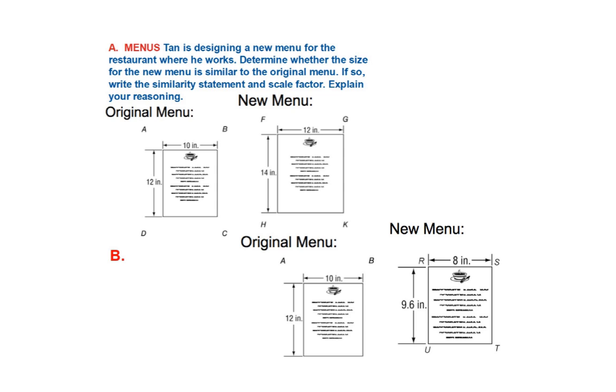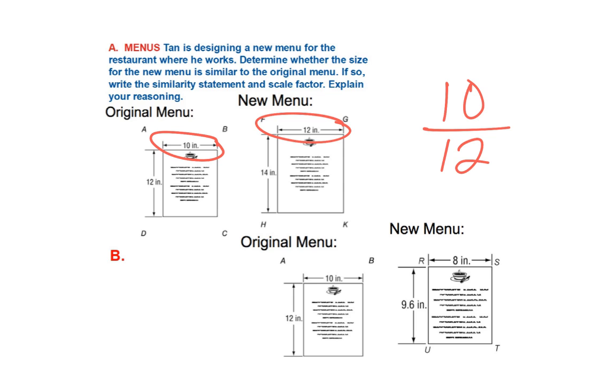So here, we're going to write the scale factors for these. Tan is designing a new menu for a restaurant where he works. Determine whether the size for the new menu is similar to the original menu. If so, write the similarity statement and scale factor. Explain your reasoning. Okay, so here we go. Look at the sides. Here's the original. It's 10, and then the new one is 12. We want to match up. This 10 is shorter than the 12, so I want to match that up with the 12 on the other one. The shorter goes with the shorter.